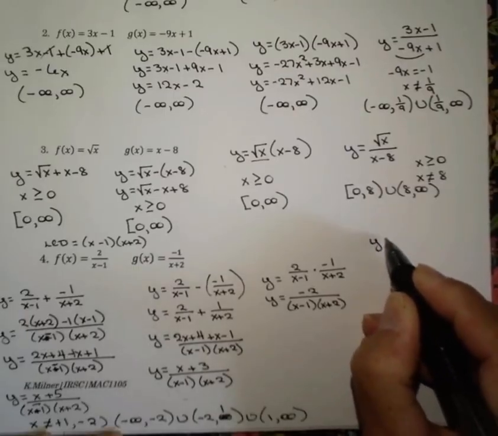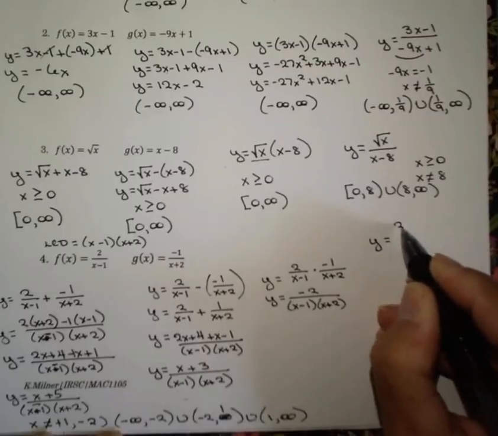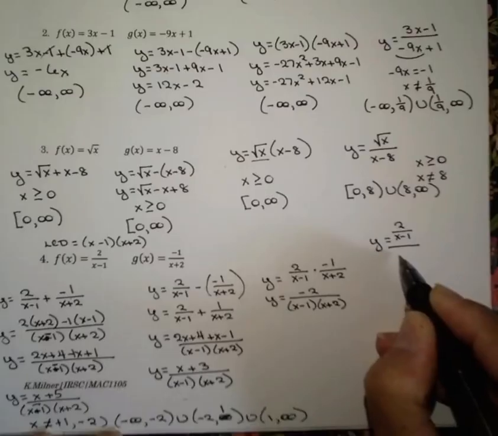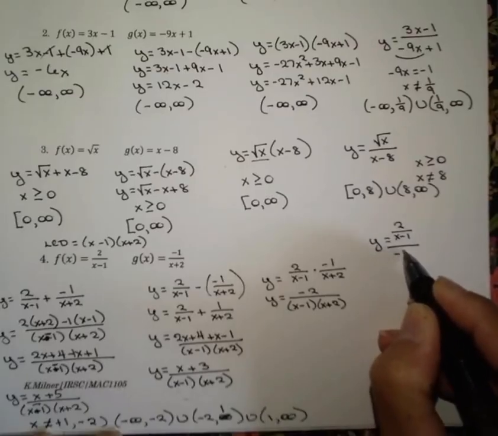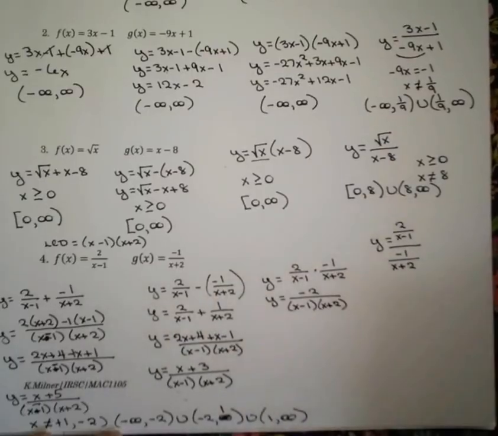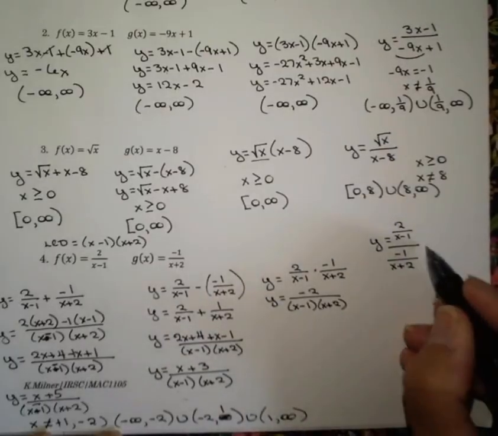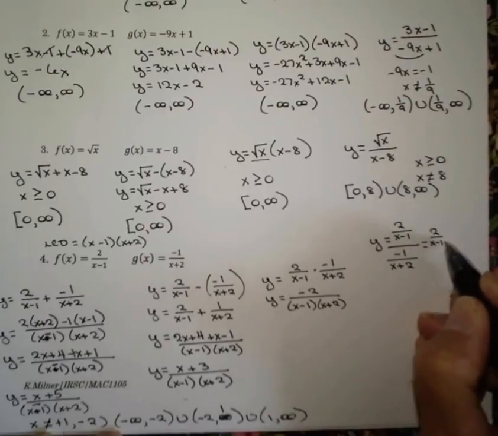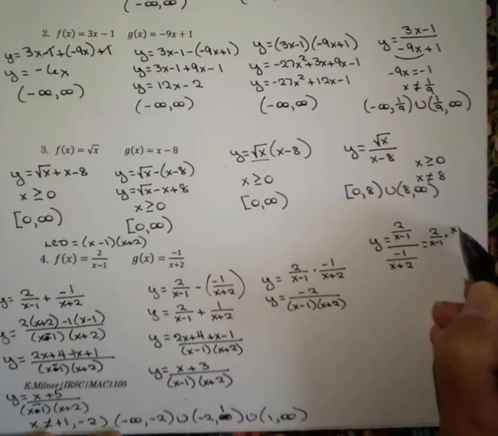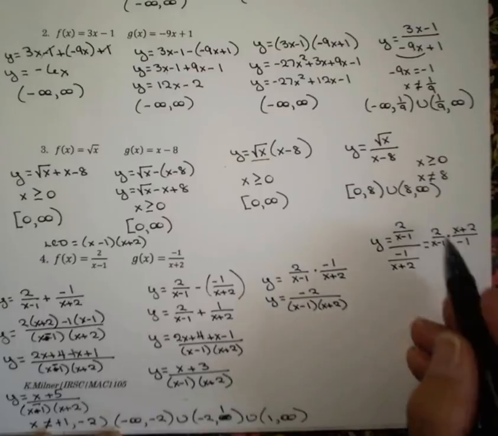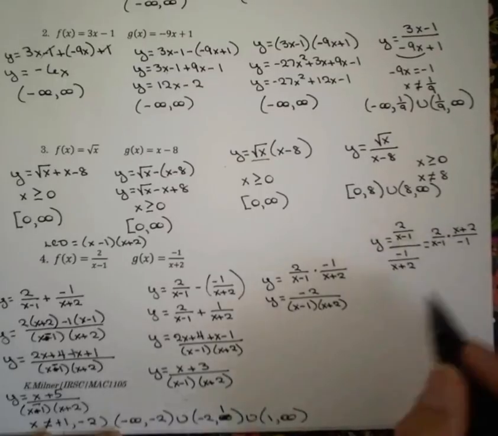If I come up here and I say y is now equal to 2 over x minus 1, and I have to divide that by a negative 1 over x plus 2, I'm going to change it to multiplication of the reciprocal. So I'm really going to say this is 2 over x minus 1 times x plus 2 over a negative 1. Now I can do some multiplication of that.